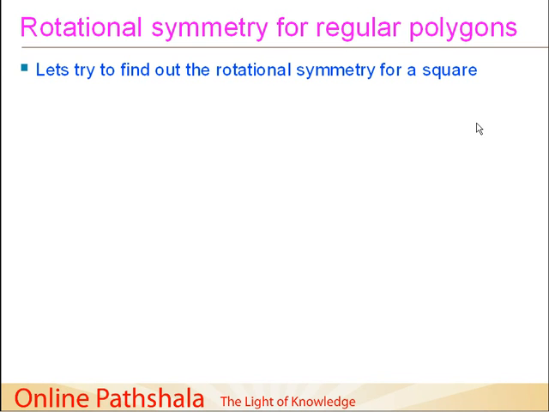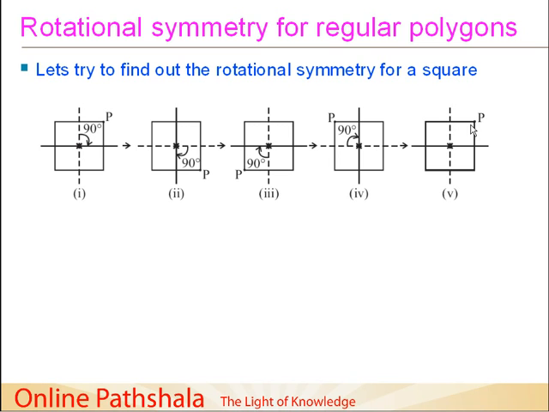Now let us try to find out the rotational symmetry for regular polygons, as we did for finding out the line symmetries for the regular polygon. And again, in this case we will take the example of a square, as we did for line symmetry as well. So this is the example that we take from the textbook.